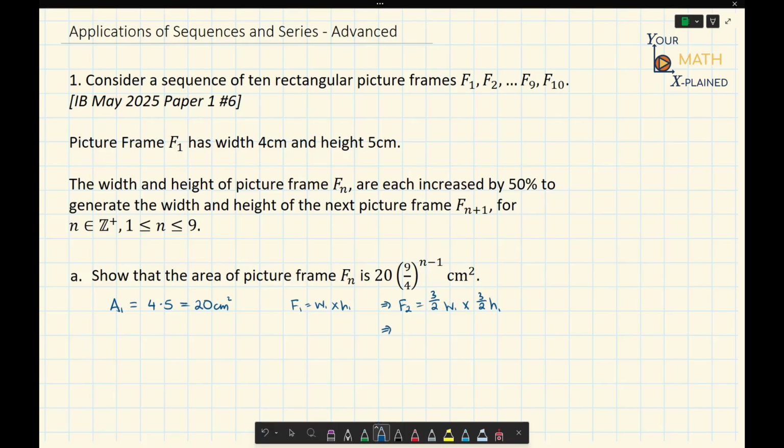So therefore, the common ratio here is going to be 9/4. So therefore, the area of frame sub n is going to be equal to the area of the first frame, which is 20, multiplied by the common ratio, which is 9/4, raised to the power of n minus 1. And this here is just the geometric sequence formula. And then our units here would be centimeters squared. And that is exactly what we're trying to show.